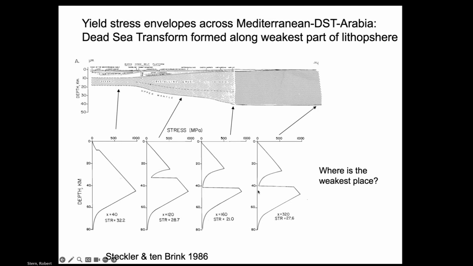So if you're asking why is that transform fault where it is, the question is answered by looking at where is the weakest place, because that shear deformation strain is going to be concentrated along the weakest part, which from these stress profiles is here. That's where the Dead Sea transform is today because of that yield strength profile.